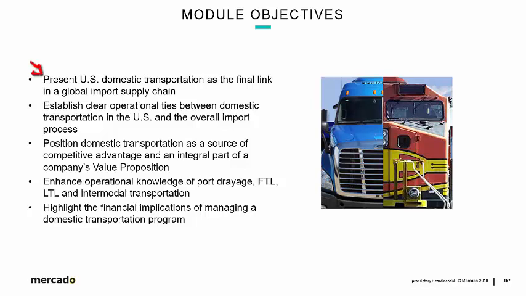First, present U.S. domestic transportation as the final link in a global import supply chain. 2, establish clear operational ties between domestic transportation in the U.S. and the overall import process. Hopefully, we were able to do that. 3, position domestic transportation as a source of competitive advantage and an integral part of a company's value prop. We said that in every single module.